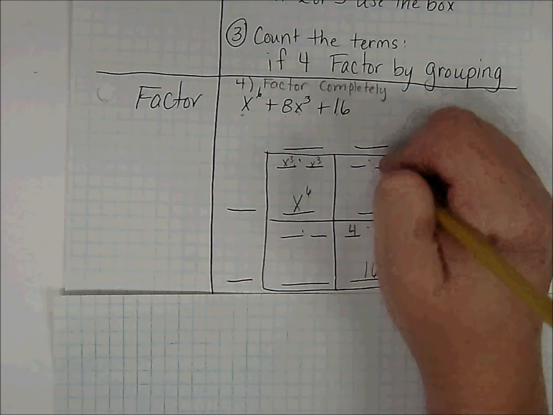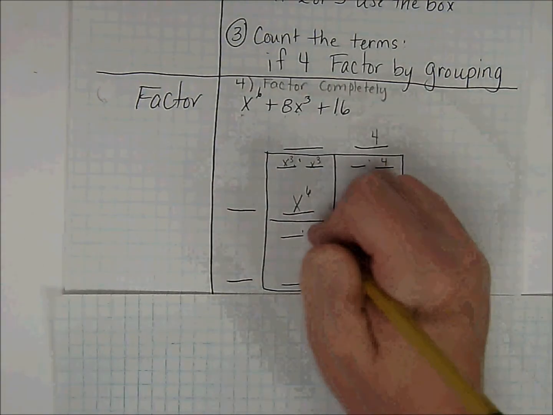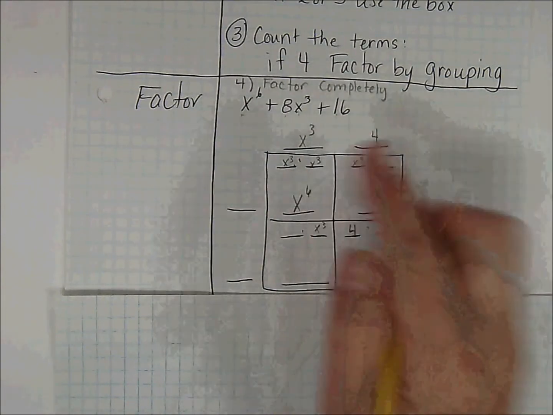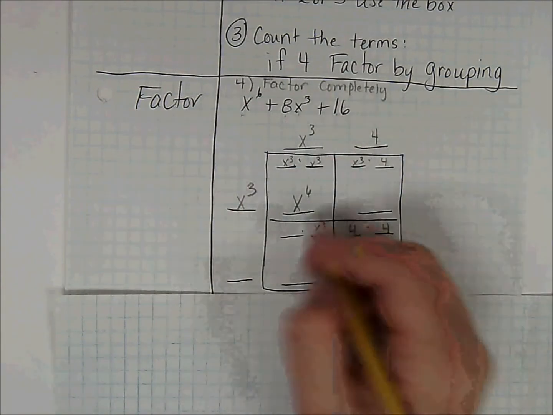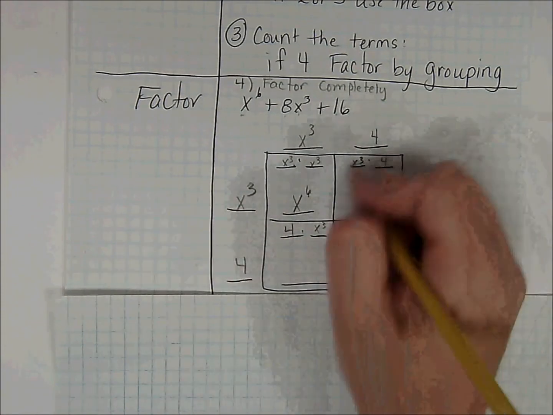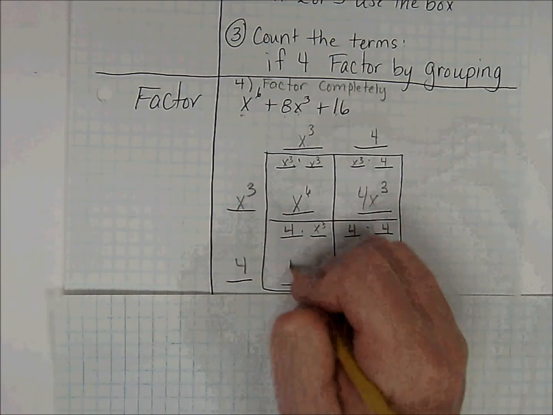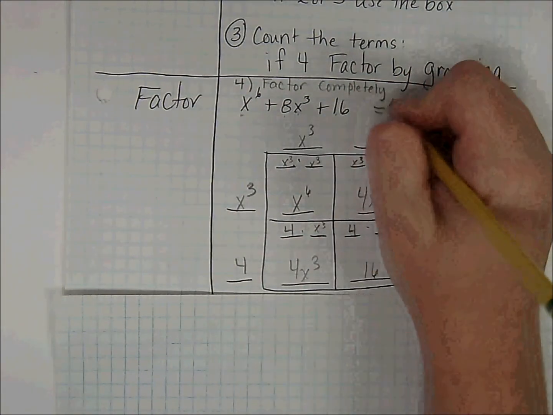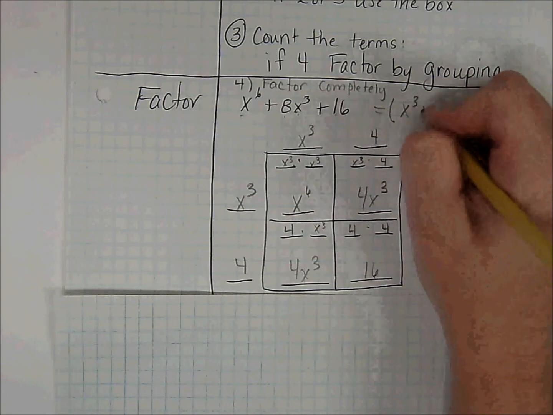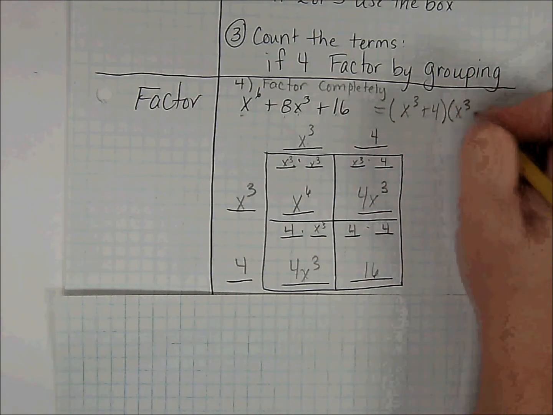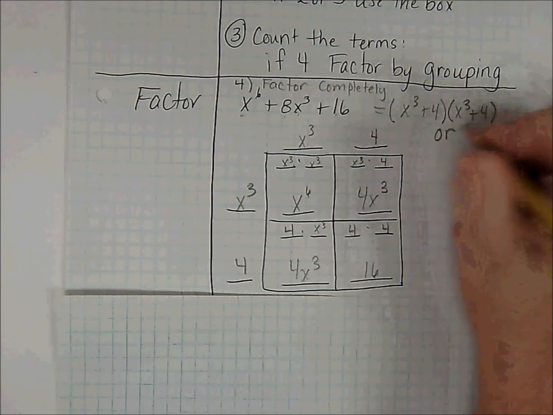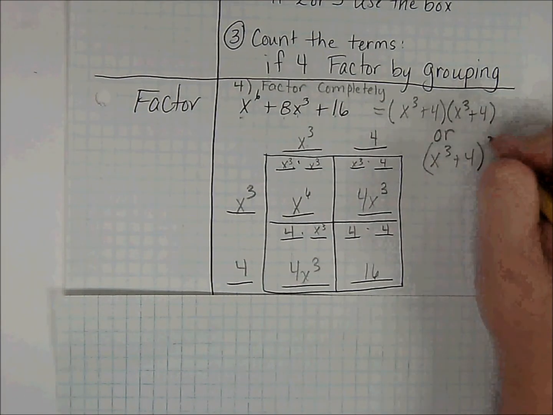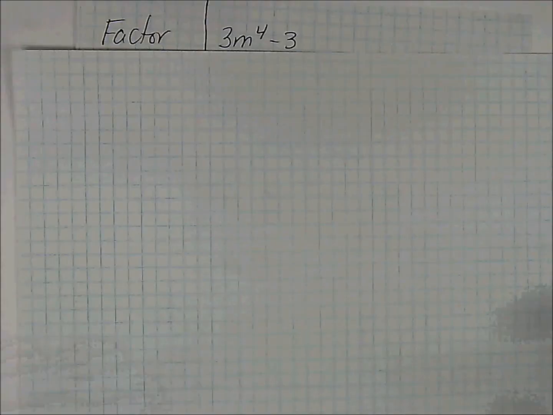4 goes here. X to the 3rd goes here. X to the 3rd goes in these 2 spots. And 4 goes here. And in this box we get 4x to the 3rd, 4x to the 3rd, and when we add them we get 8x to the 3rd. So we're looking at x to the 3rd plus 4, x to the 3rd plus 4. The book will also write this as x to the 3rd plus 4 squared. I will accept both.